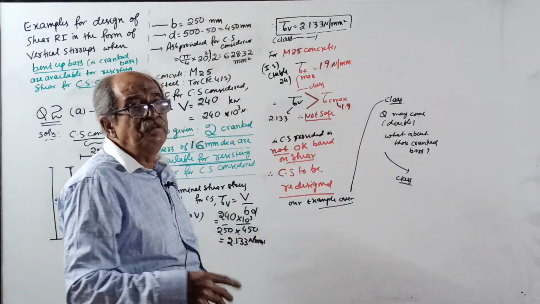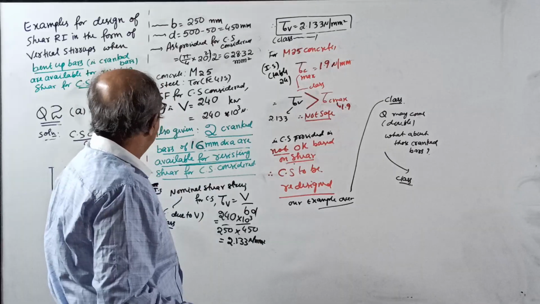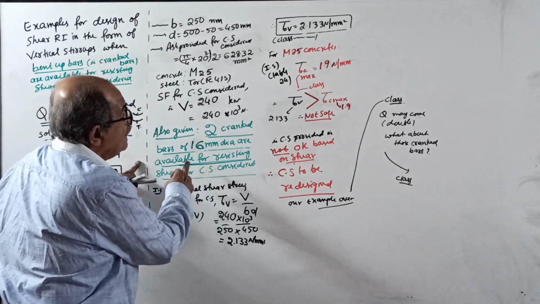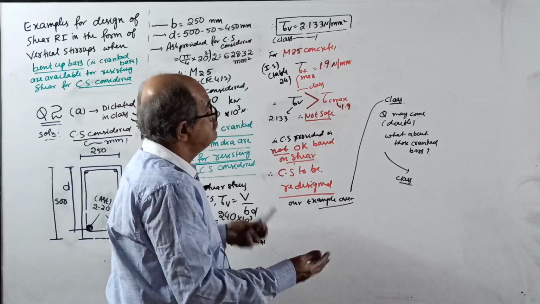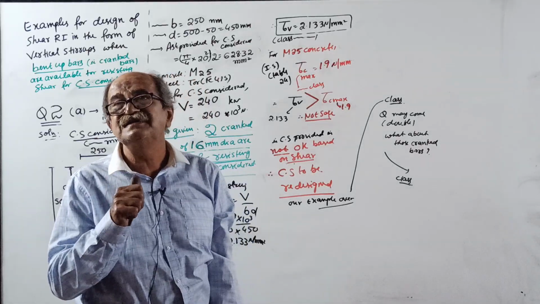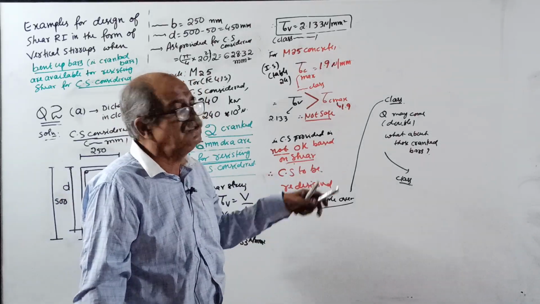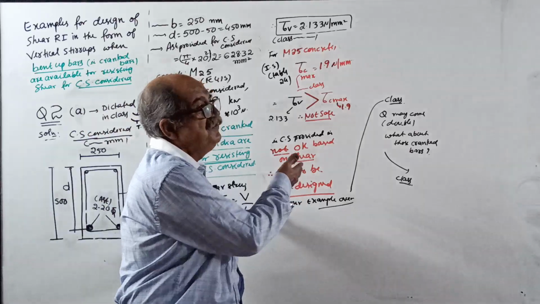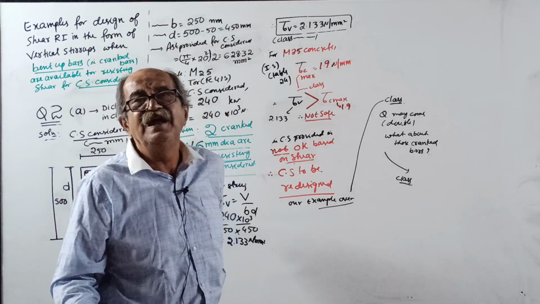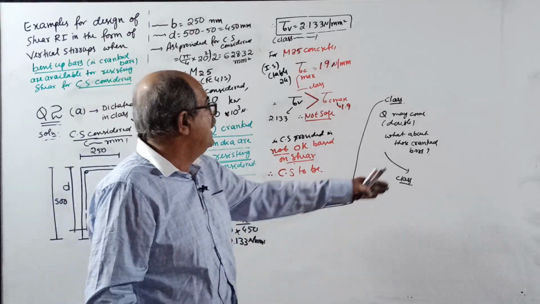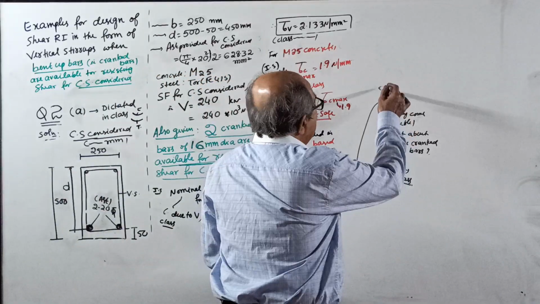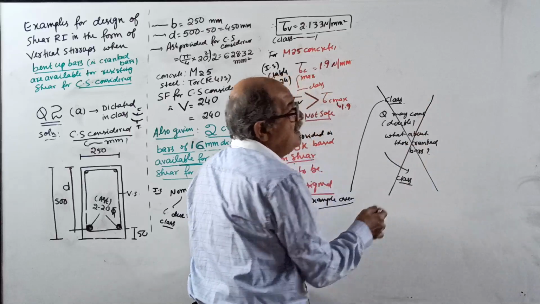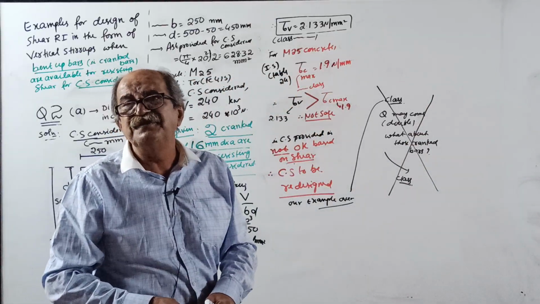Now, somebody may ask, sir, in the question you told cranked bars are there. Sir, where are they? What cranked bars? First of all, the cross section is not safe. First of all, we are not going to design shear reinforcement here. Why? It is unsafe. Therefore, that question will not come. First of all, the cross section itself is unsafe.